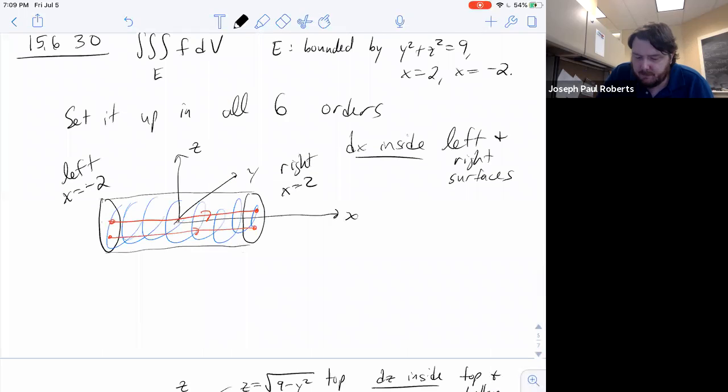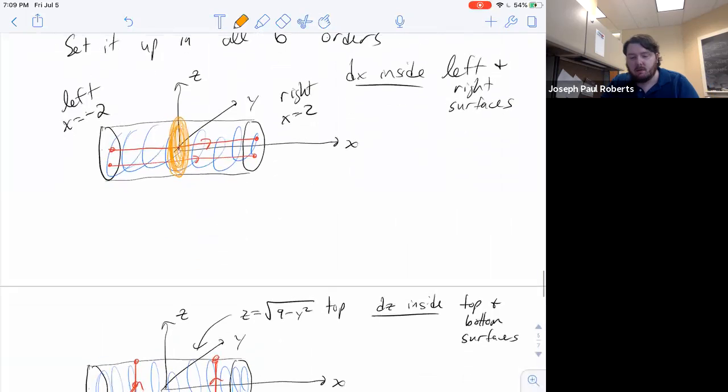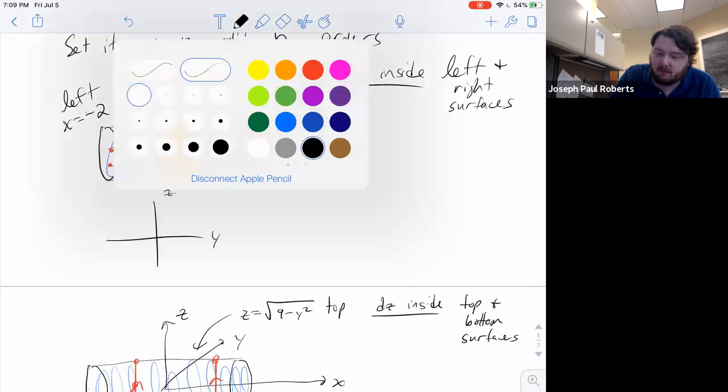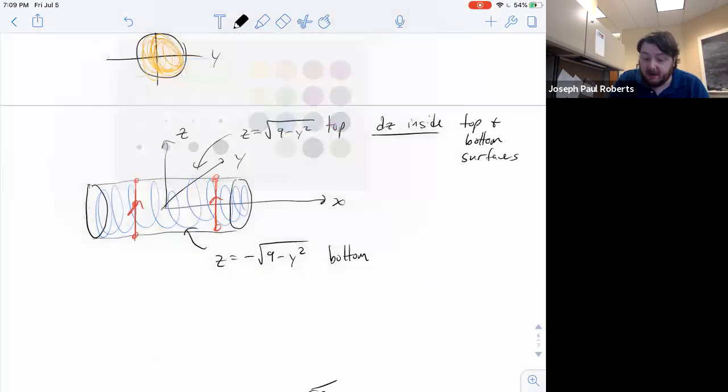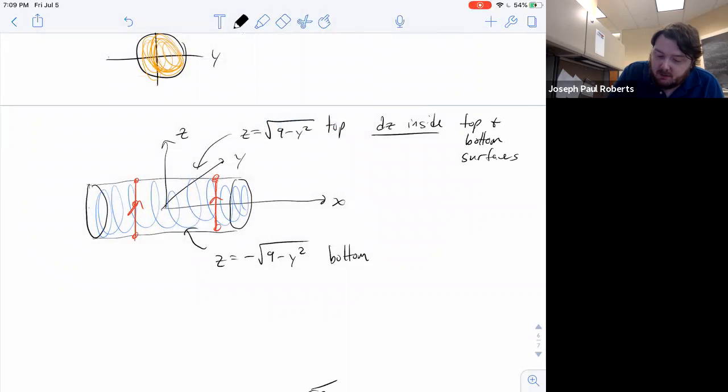And so then the other thing that changes is the shadow, the d for the outer bounds and the middle bounds. It's the shadow in the yz plane of our solid cylinder, which for dx on the inside is going to be a disk. So we could draw that the shadow in the yz plane is the disk of radius 3. Whereas we get rectangles as the shadow in these cases.